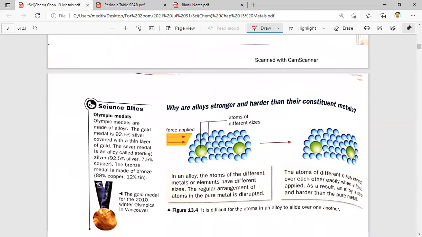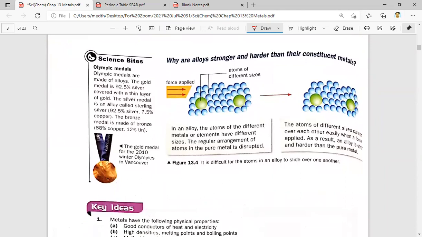But this one always likes to come out, so I need you to remember. Why are alloys stronger and harder than their constituent metals? Or why are alloys stronger and harder than pure metals? This is one very common question that likes to come out. So I need you to know it.